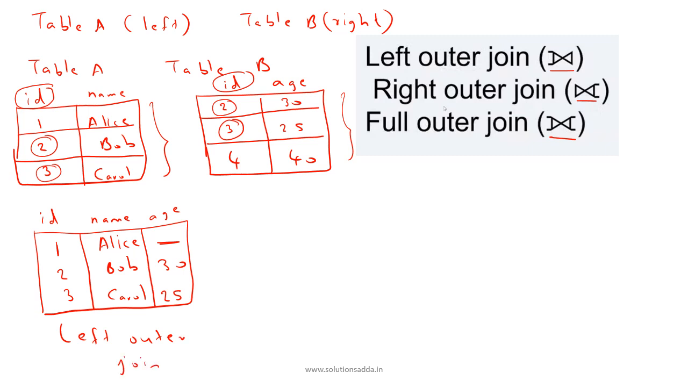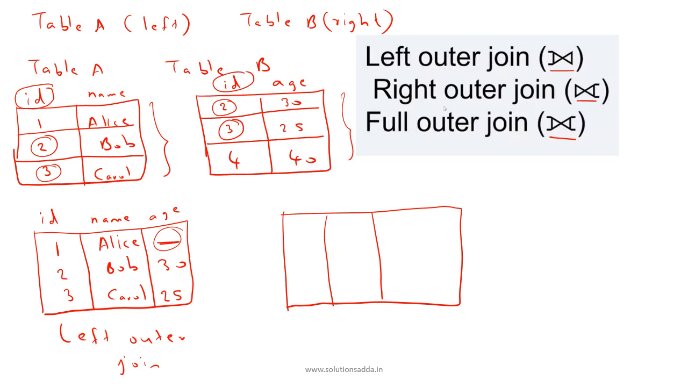Now the same concept will be applied for right outer join, except that it will be specifically referring to the right side table. A right outer join returns all rows from the right table and the matched rows from the left table. If there is no match, the result is null on the side of the left table. Here it was on the right side of the table. Now it will be on the left side of the table. So if we are doing right outer join, what are the rows that are returned? Here also you are having ID, name, age.